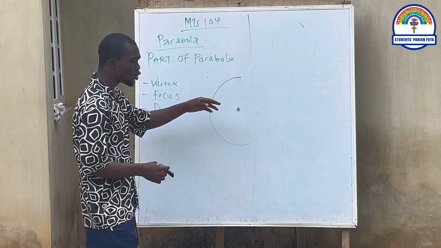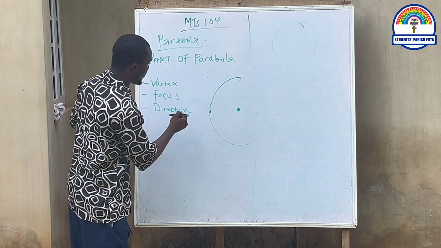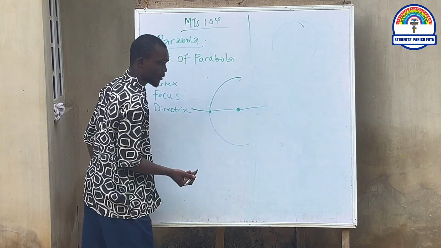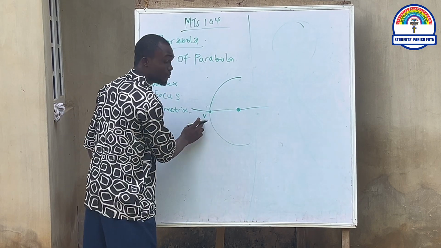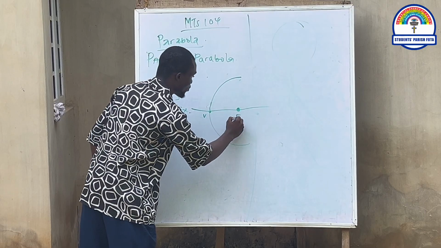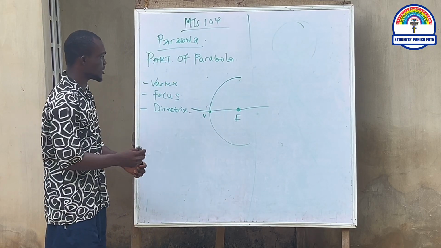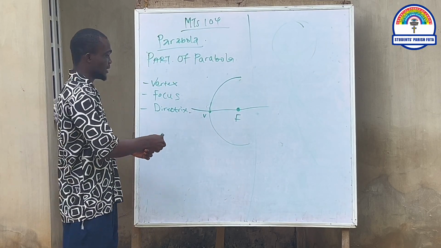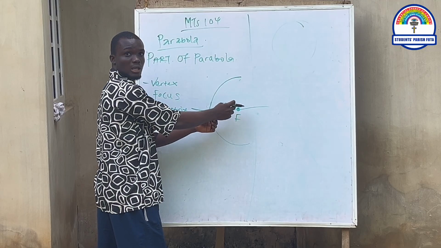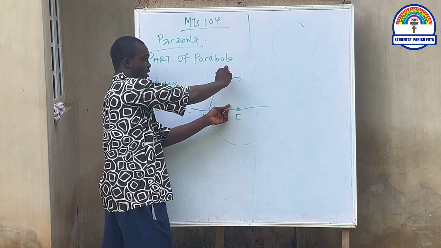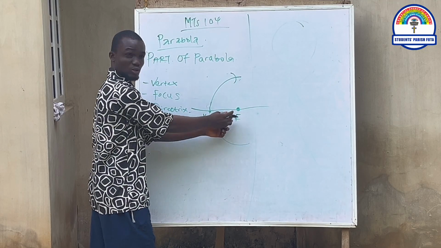If you want to draw our parabola, this is our focus, and this is our vertex. So you know that if you want to draw our parabola, we have to put our compass on this place and strike an arc here. That's on the focus, right?